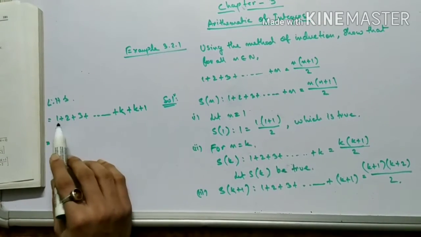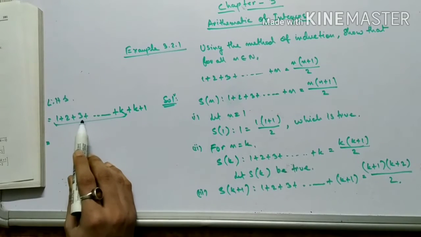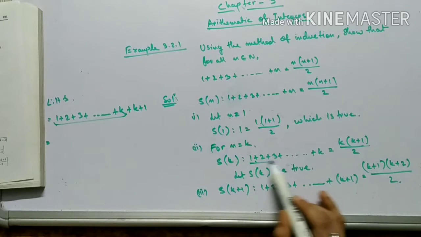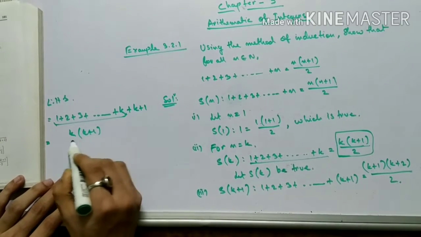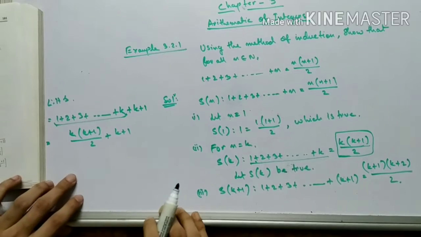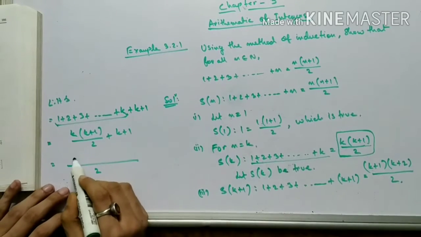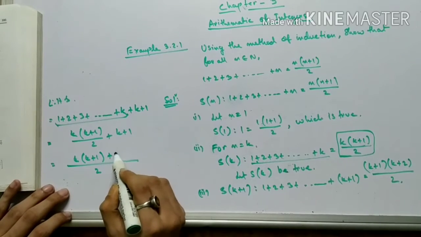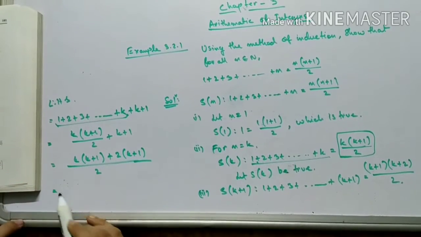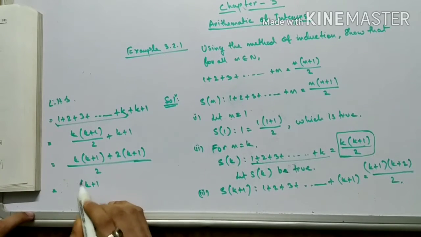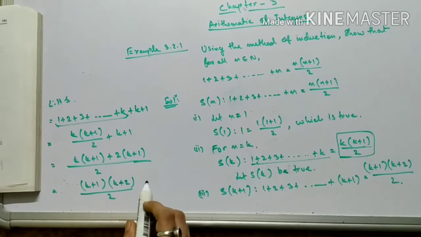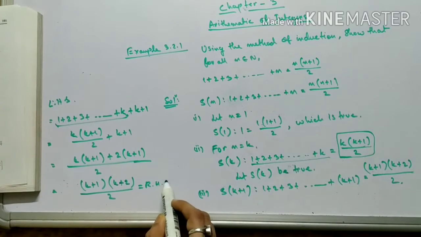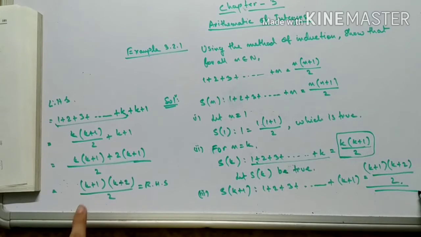So now you see this one, 1 plus 2 plus 3 plus dot dot dot plus k, its value is what? Its value is this one. This value I will put in here. So this is k into k plus 1 by 2 plus k plus 1. If I take LCM here, I will get k into k plus 1 plus 2 into k plus 1. From here k plus 1 I will take common, k plus 1 into k plus 2 by 2 I got. And this is equals to RHS, this value, k plus 1 into k plus 2 by 2. This is equals to RHS.